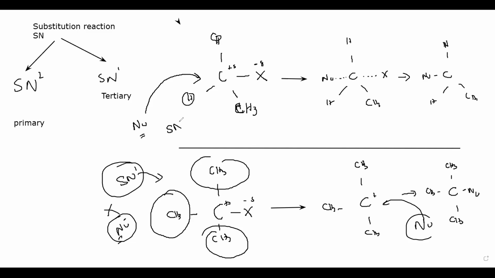Tertiary halogen alkane undergoes SN1, primary halogen alkane undergoes SN2. And secondary, some secondary can undergo SN1, some can undergo SN2. But for primary it is SN2, and for tertiary it is always SN1 reaction. Is it clear? The nucleophilic substitution reactions, SN1 and SN2 reactions.